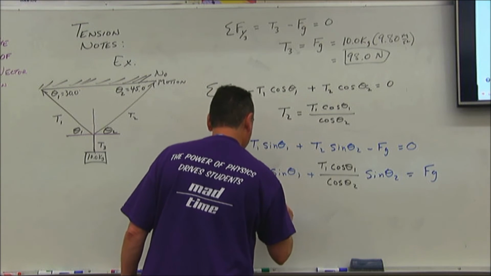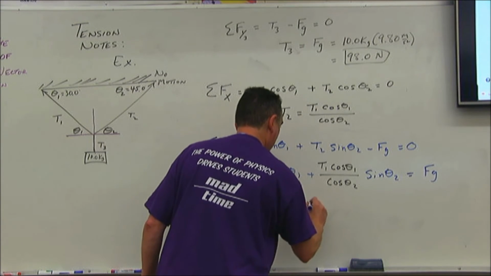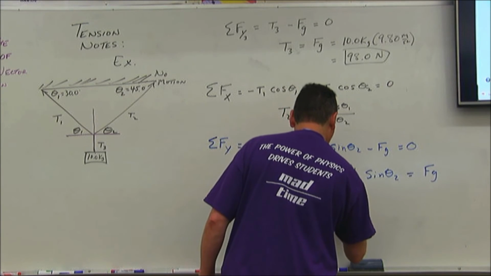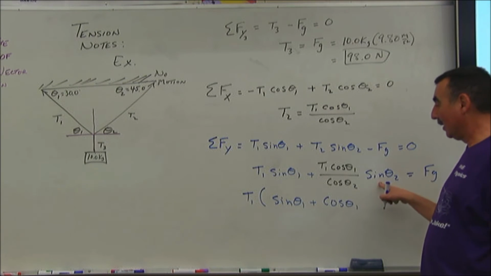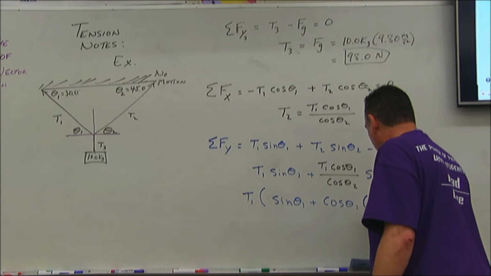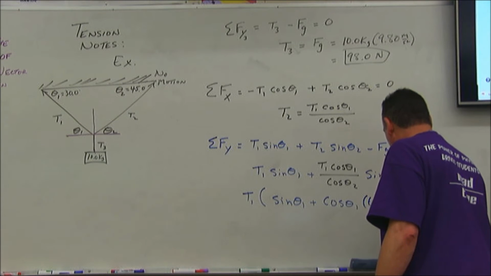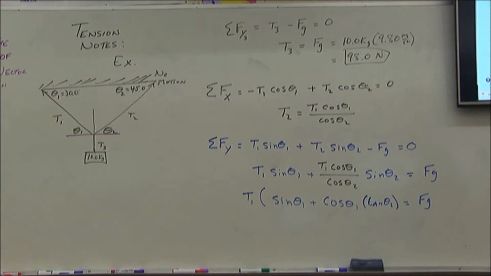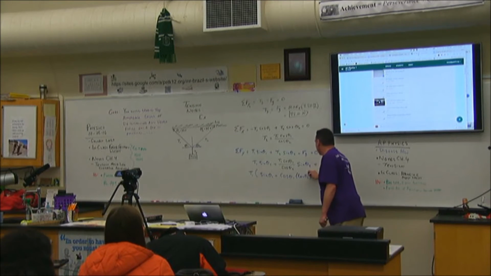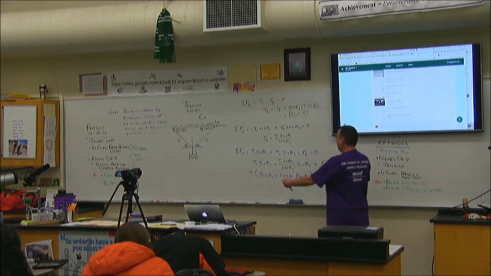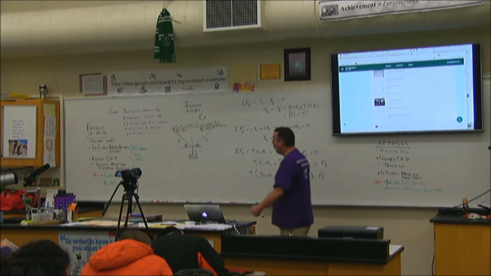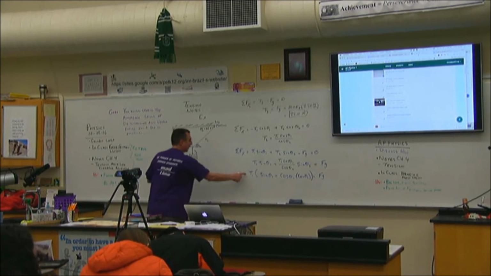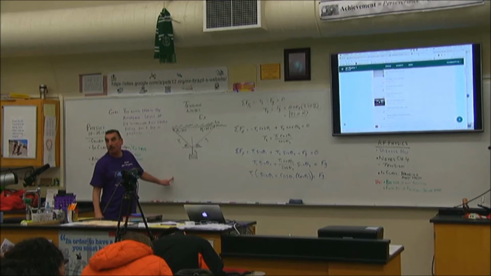T1, parenthesis, sine theta 1 plus cosine theta 1, tangent. See, these two are dividing, so tan theta 2 equals Fg. Put another parenthesis here. I can now take this whole thing and put it under here, and I now know T1. Is it all right if I put this over here? I'm going to write this over here.